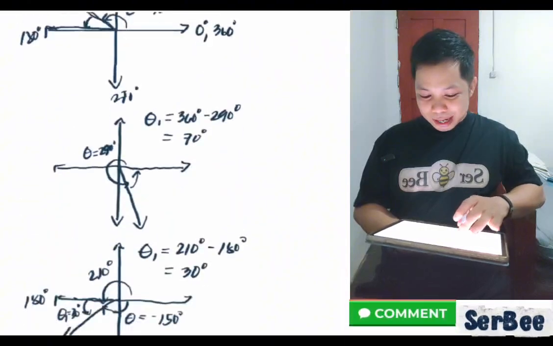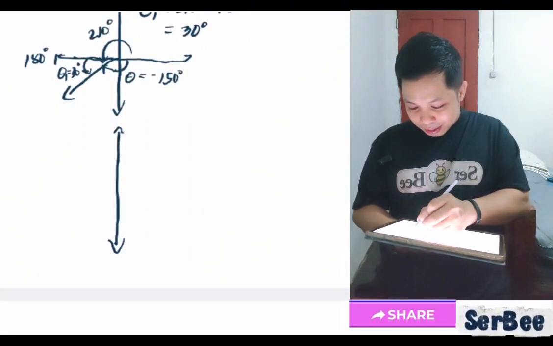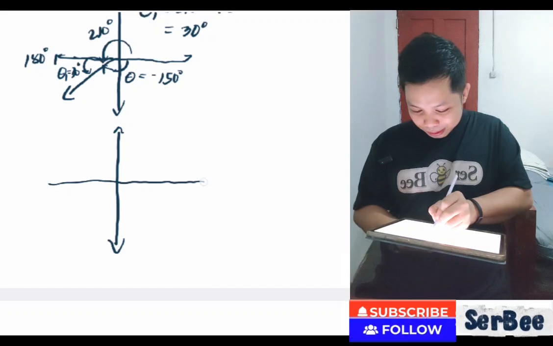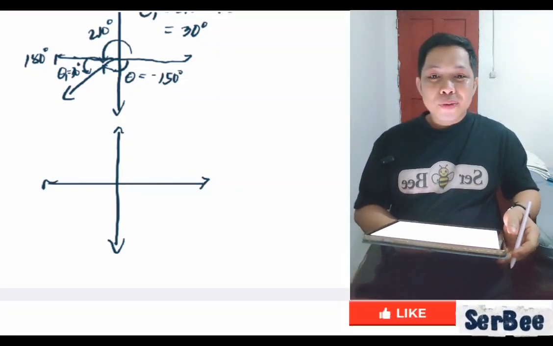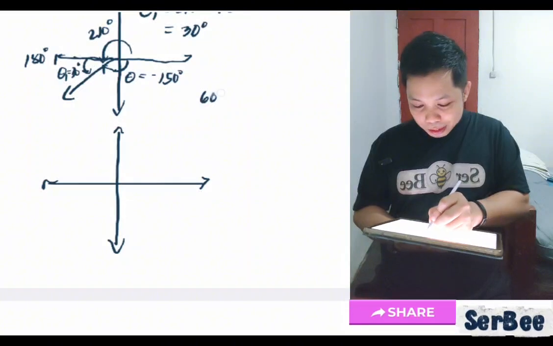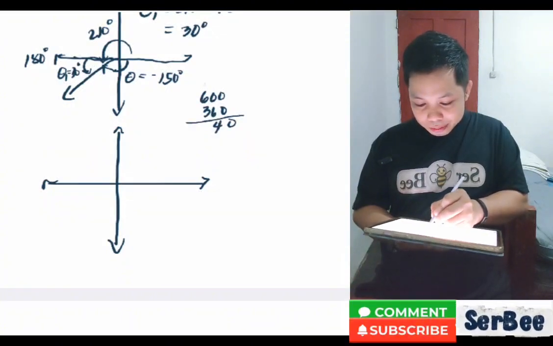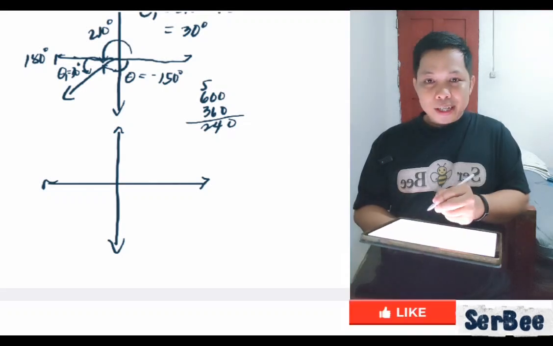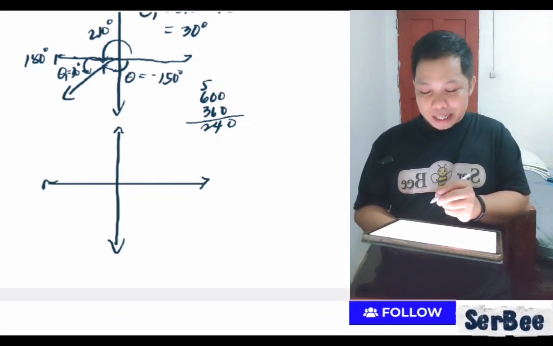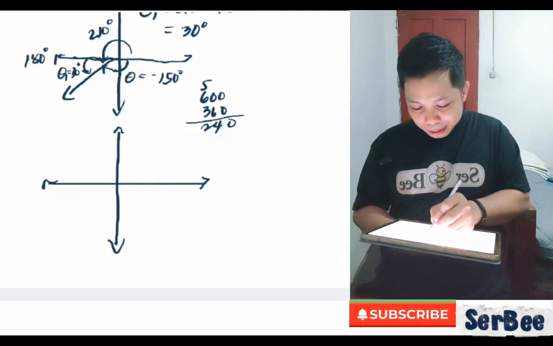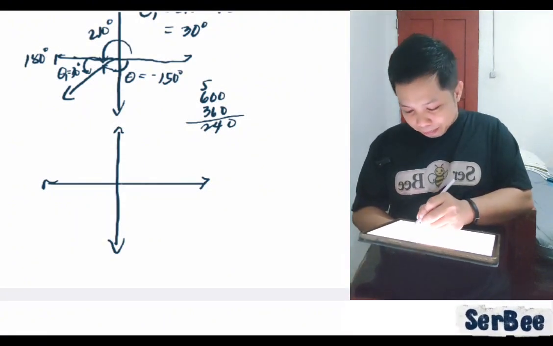And lastly, we have 600 degree angle. So, lampas na po ito sa 360. Ibig sabihin, more than 1 na siyang revolution. So, isubtract natin yung 600 sa 360. That is 240. Ibig po sabihin, co-terminal yung 600 sa 240 degree angle. And we know that 240 degree angle lies on the third quadrant.